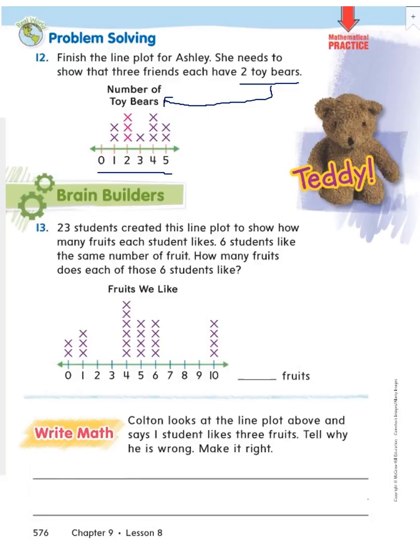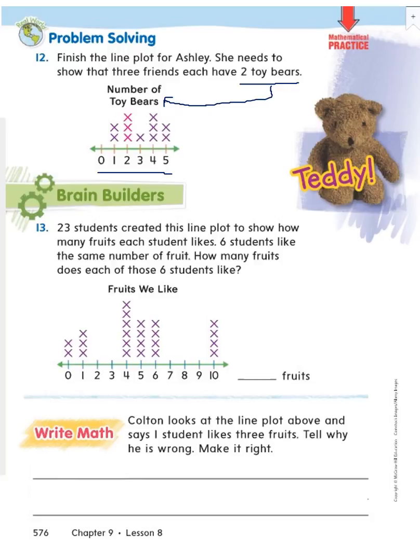Oh, it's a brain builders alert. Here we go. 23 students created this line plot to show how many fruits each student likes. Wow, there's a lot of information here. 6 students like the same number of fruit. How many fruits does each of those 6 students like? Oh. Let's read that again. 23 students created this line plot to show how many fruits each student likes.